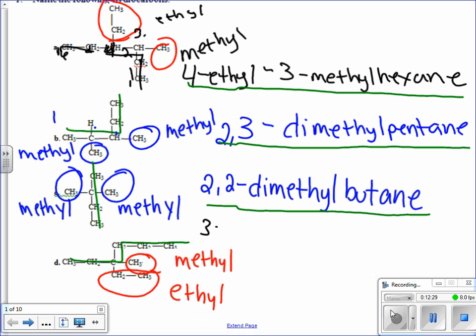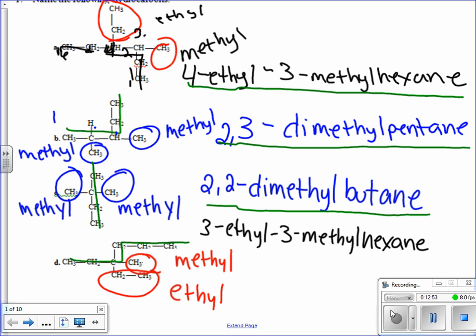Ethyl's located on carbon 3, so it's 3-ethyl dash 3-methyl. And then name the chain. There are 6 carbon in the chain. Prefix for 6 is hex. It's all single bonds, so it becomes hexane.